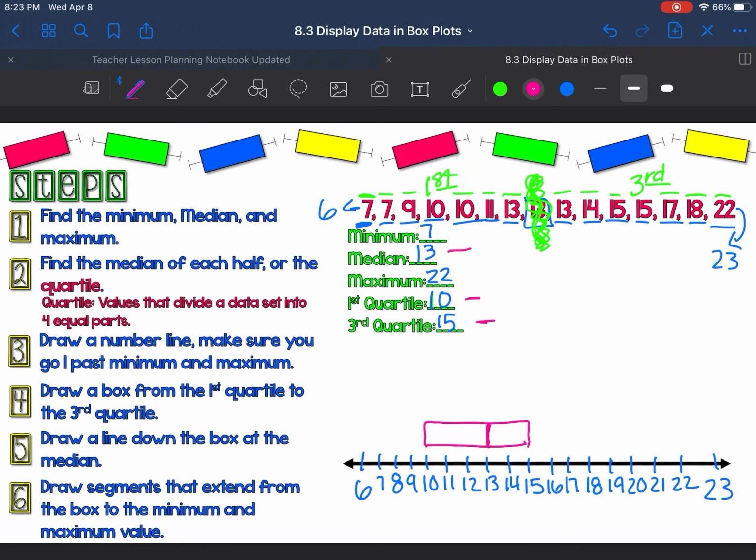Then I draw my median line, making sure it's nice so you can see it. So now I've already done steps 4 and 5. It was that easy. Now that leads me to step 6. I'm going to draw segments that extend from the box, from the median, from 10. I'm going to go all the way to 7. So I'm going to draw a dot at 7. I'm going to come over here and at my maximum, 22, I'm going to draw a dot. And now I'm just going to connect.